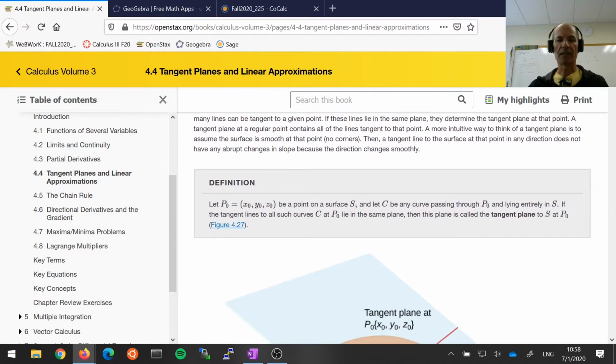We can see that in the definition. If we let P0 be a point on the surface S and C be any curve passing through that point lying in S, then the tangent lines to all of those curves at P0 lie in the same plane. I think it's probably safer to say the tangent vectors to those curves are parallel to the tangent plane.